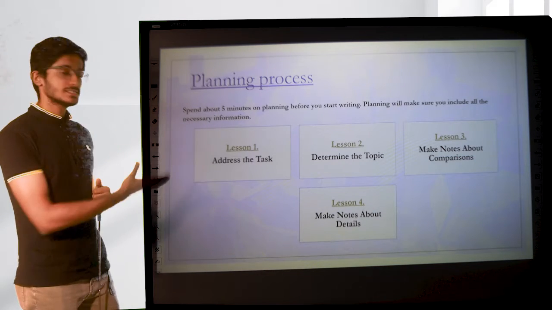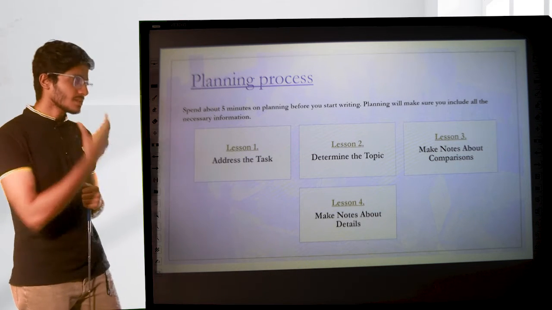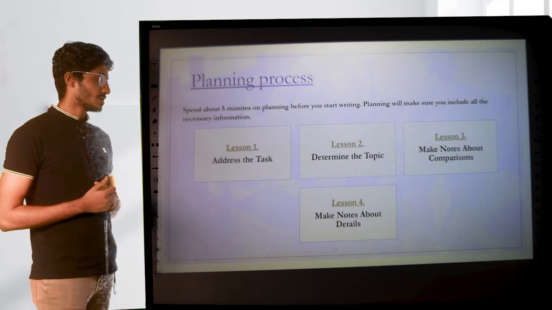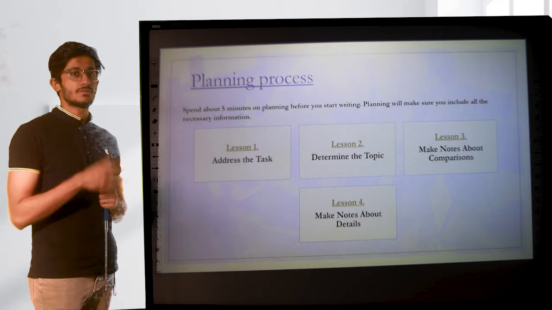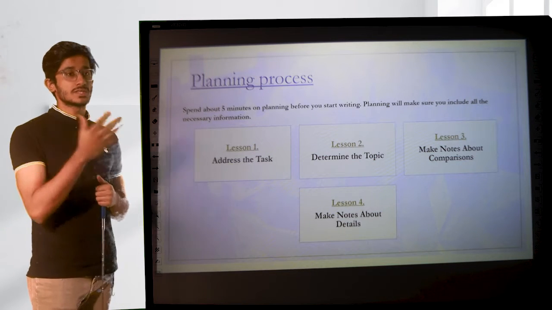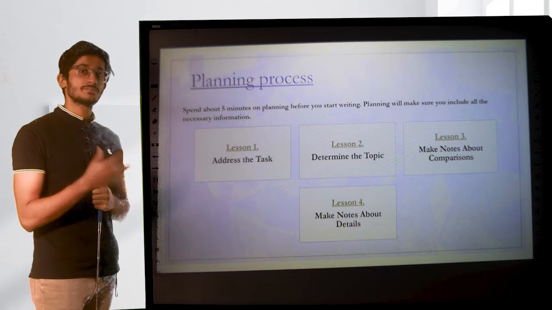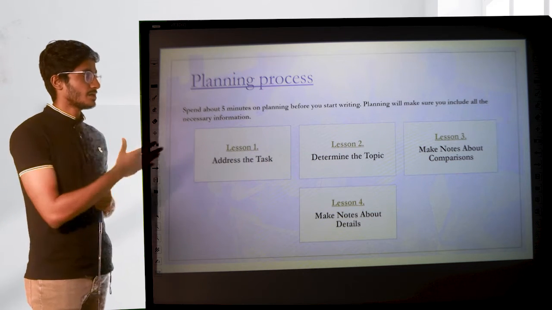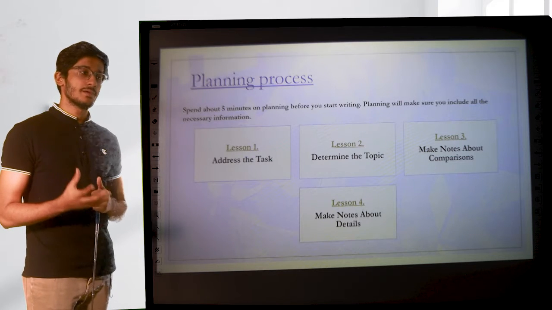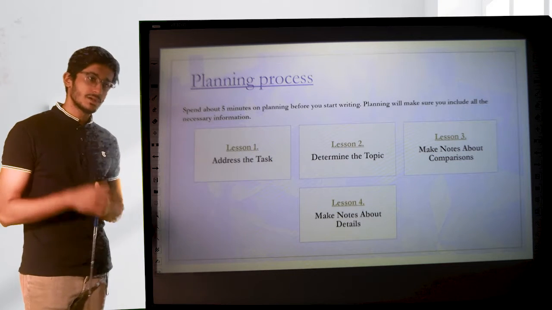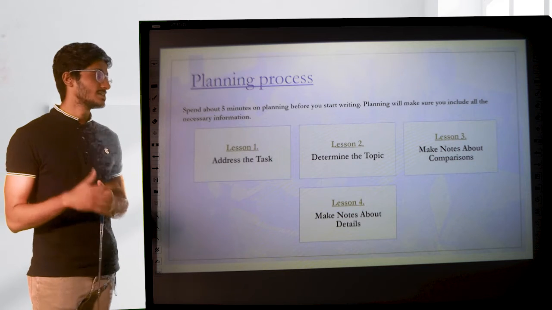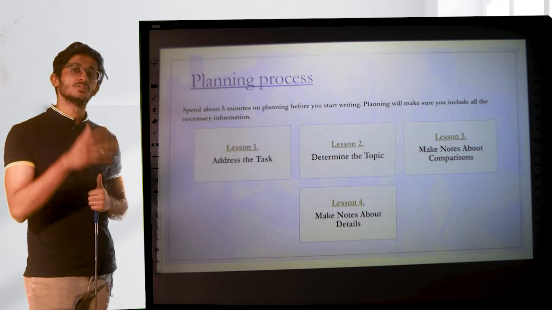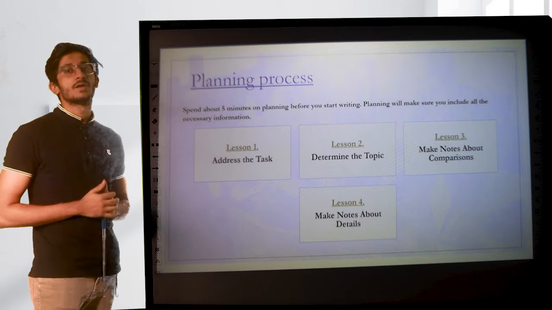So, as this video is on the planning process, the planning process can be divided into a couple of steps. So the first one is to address the task. You have to understand what the task is about, what the graph is asking you to do. You need to determine the topic. You have to understand what the graph is about. And then you make notes about the comparison. So remember, they're going to tell you to describe the relevant information in your own words and make comparisons where possible. So you have to note down the comparisons, and then you have to note down the details under each comparison.